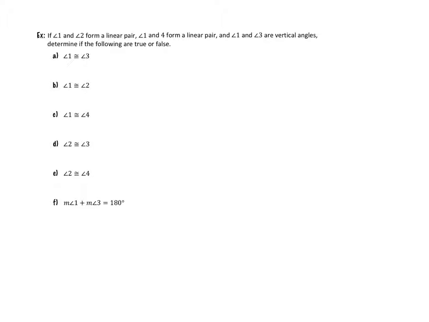In this example, we're just going to be determining if the following statements are true or false. So let's draw the picture. If angles 1 and 2 form a linear pair, and angles 1 and 4 form a linear pair, and angles 1 and 3 are vertical angles, we've now just drawn a diagram and we can use this. All right, we're going to determine if statements are true or false. So, are angles 1 and 3 congruent? They're vertical angles? Yes, they are, so this is true.